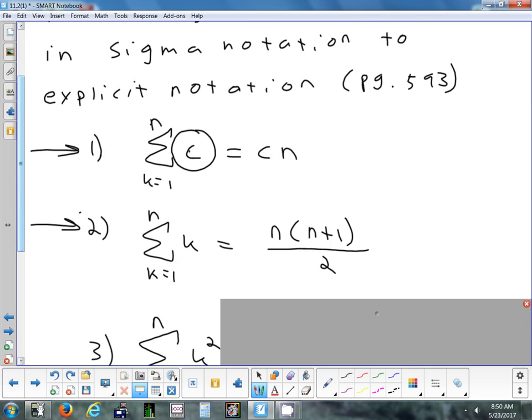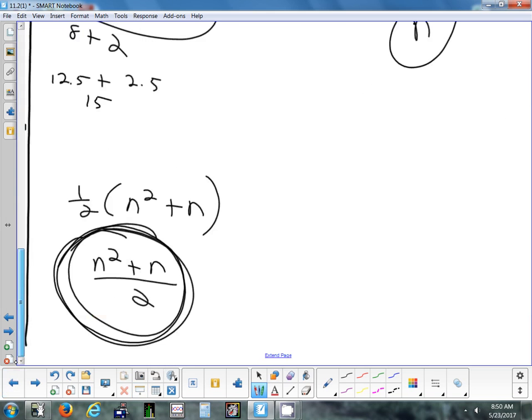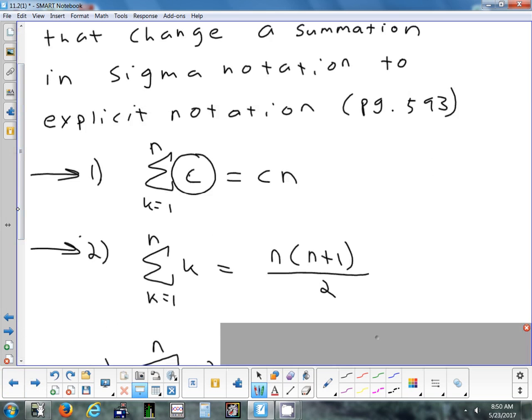Okay, the next formula, I think that's the one I just showed you. And I think you could rewrite it. Yeah, it's the same thing. If you just distribute that out, it's n squared plus n. That's what we just did. Okay, but that's the formula for adding up the first n integers. 1 plus 2 plus 3 plus 4 plus 5, as high as you want to go.